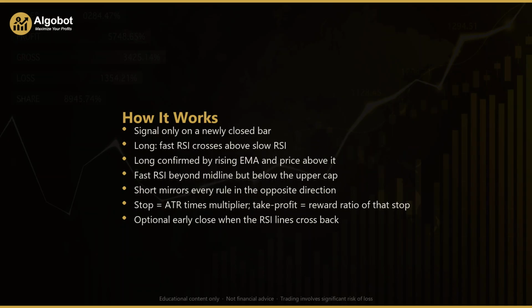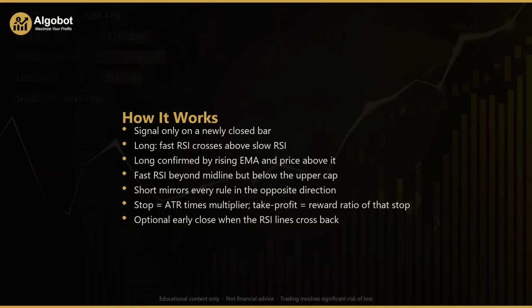The strategy only acts once per newly closed bar, so it ignores the noise of every incoming price change and waits for a candle to finish. On each new bar, it reads three things: the fast RSI, the slow RSI, and the trend EMA, and it compares them to their values on the previous bar so it can detect a genuine crossover between two consecutive closes.